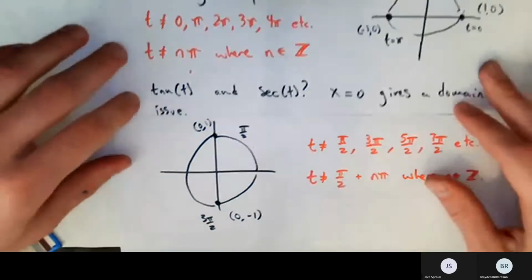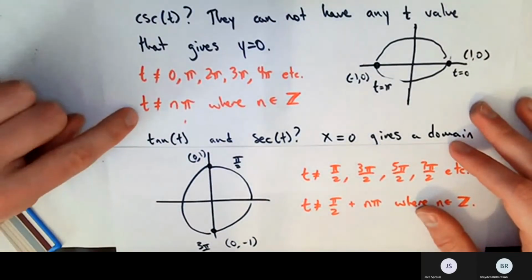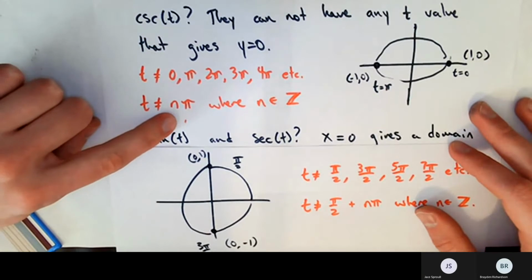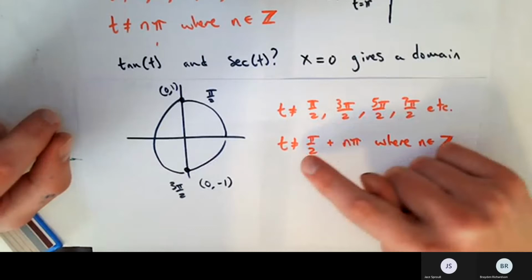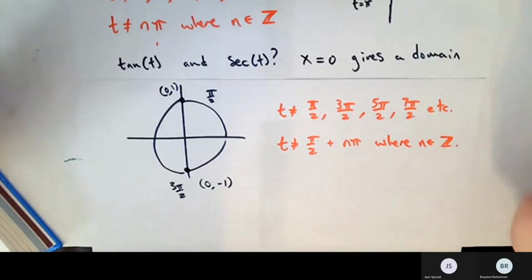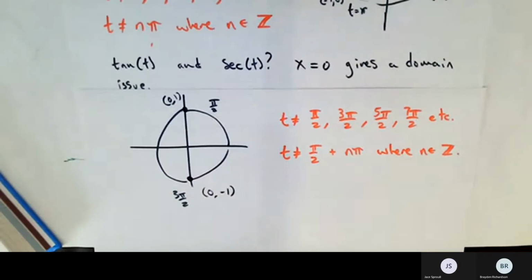So for cosecant and cotangent, domain t values cannot be any n pi values. And for tangent and secant, it's half pi values that you need to worry about. Okay, that'll come up when we talk about their graphs. We'll see they have asymptotes there.